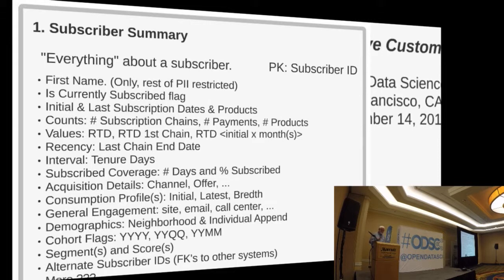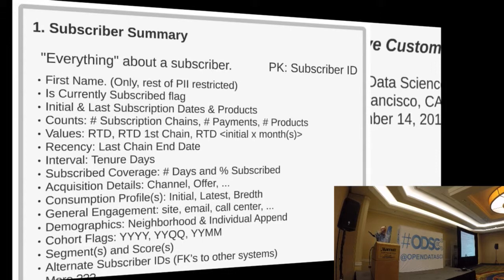And when I'm checking on if things are working right, I want to see my name. Is the subscriber currently subscribed or not? Building flag. The initial and last subscription dates and the products they're in, counts of stuff, values, revenue to dates, and revenue to dates windowed over the first year or year and a half or 2 years.